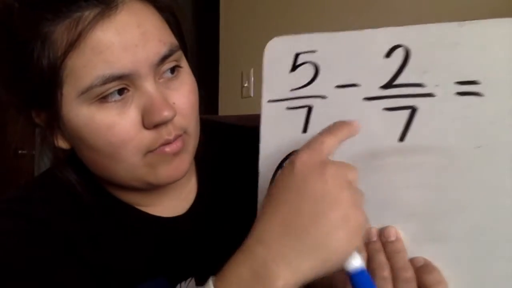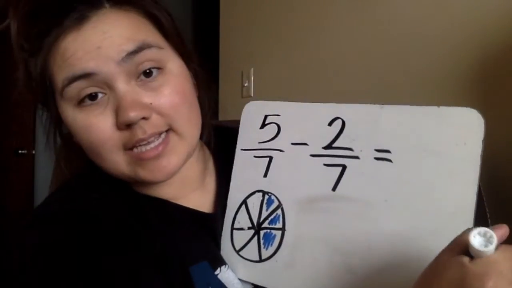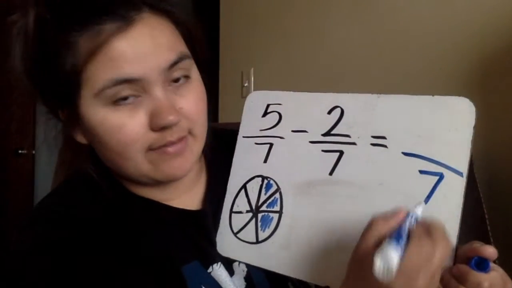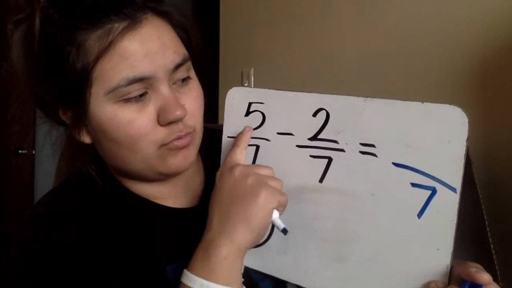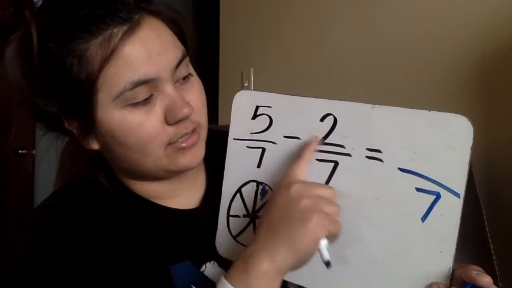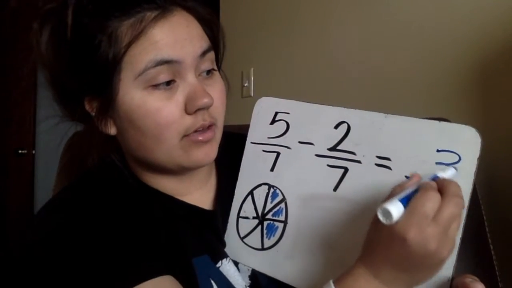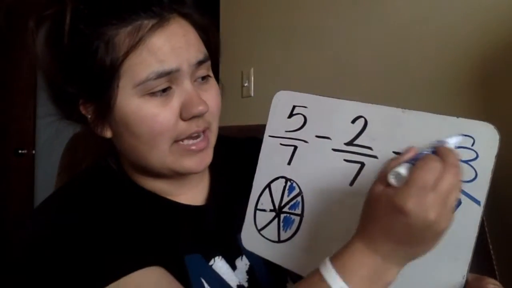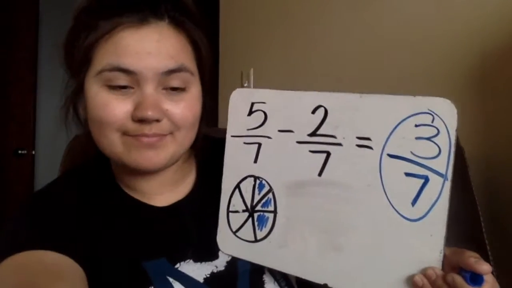So remember when I said we could do the same thing as adding, so that denominator is going to stay the same. It's going to be a 7. And we can just subtract the numerators then. What's 5 minus 2? 3. And isn't that what happened over here in our picture too? So our answer would be 3/7.